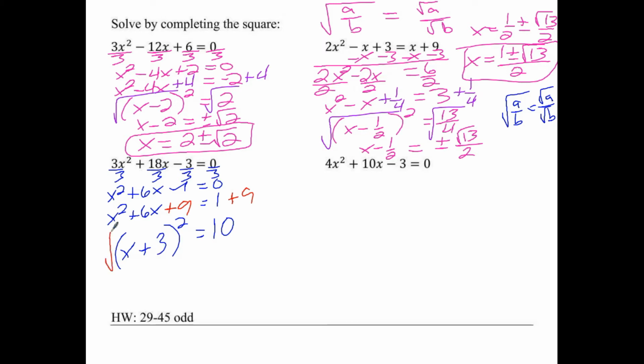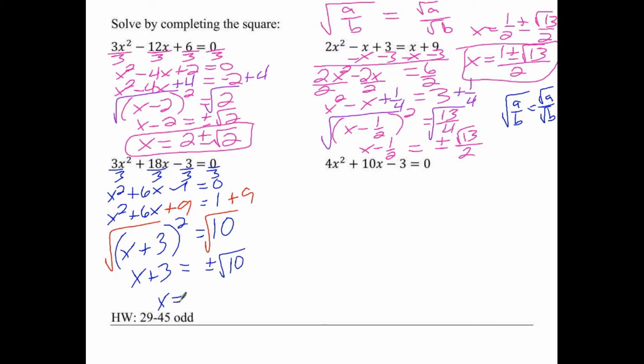Square root both sides. Now we got to solve it. So we square root both sides, and that gives us on the left just x plus 3. And on the right? Not quite, I should say. Yeah. Plus or minus. The square root of 10 does not simplify, so we just leave it square root of 10. And then solve for x. Okay, so what do we get? x equals?